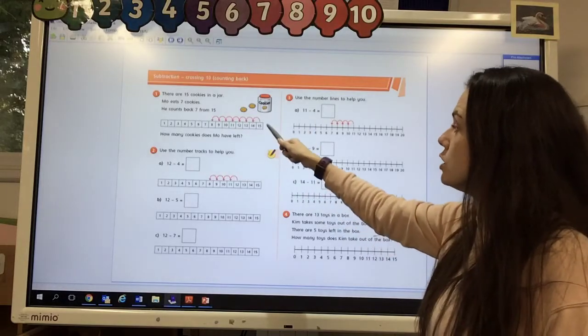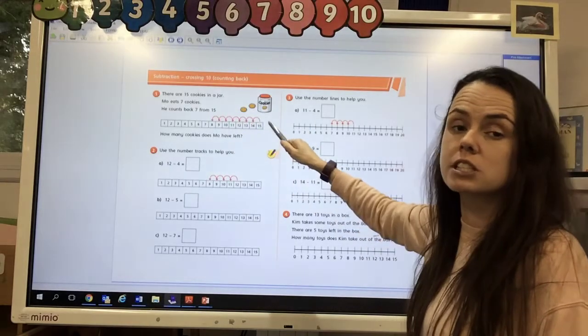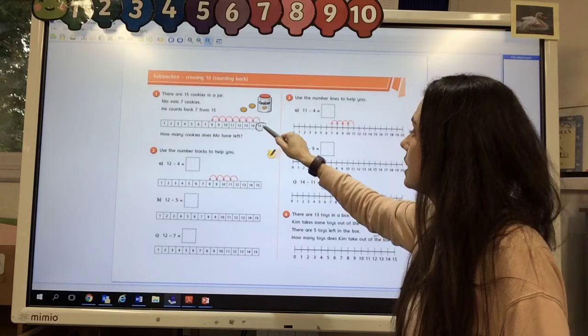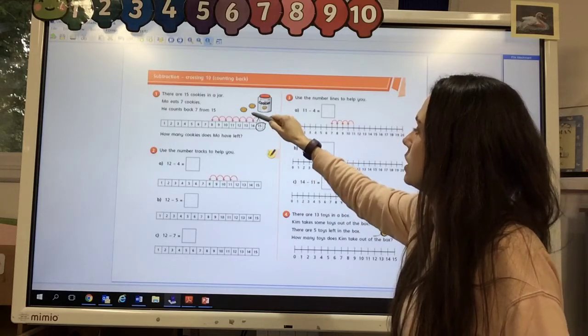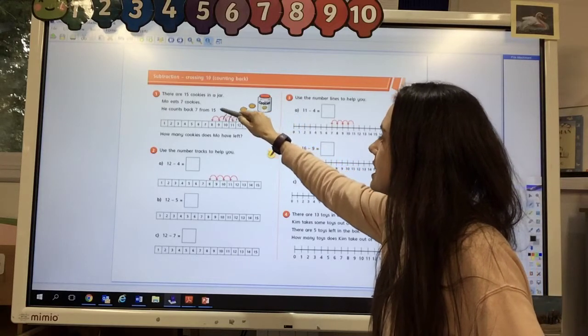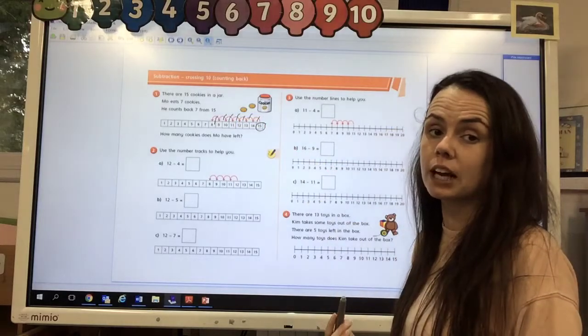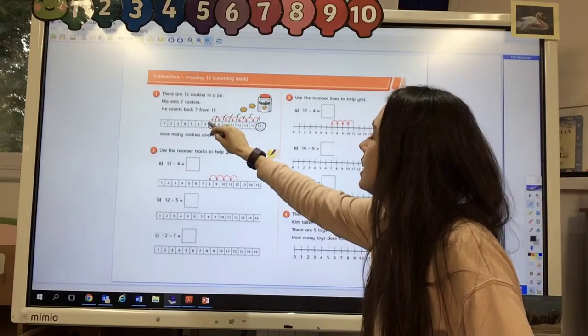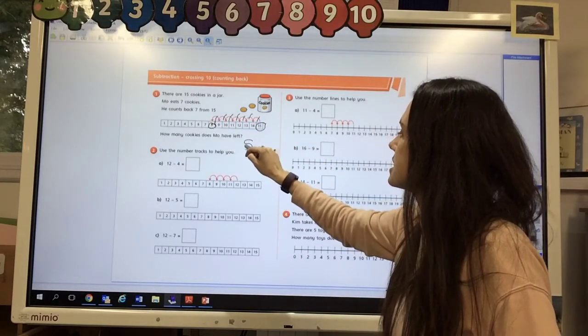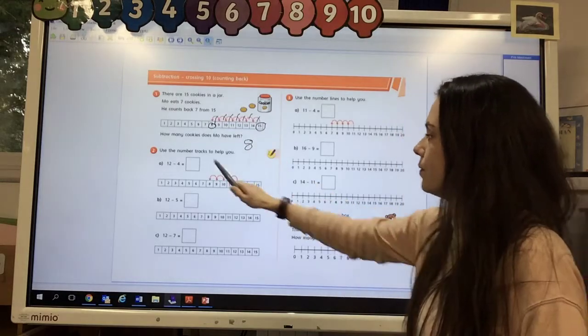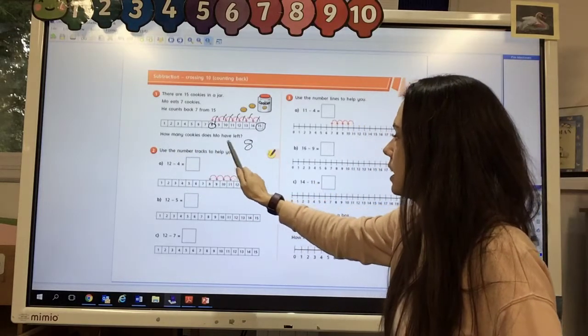So he's already drawn it on our number track for us. So he had 15, he's jumped back 7. 1, 2, 3, 4, 5, 6, 7. How many have we got now? What number have we landed on? 8. Fantastic.